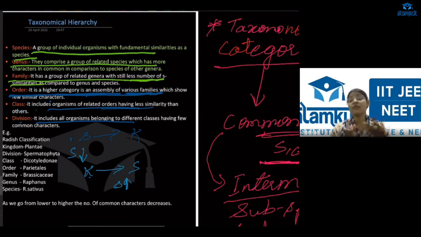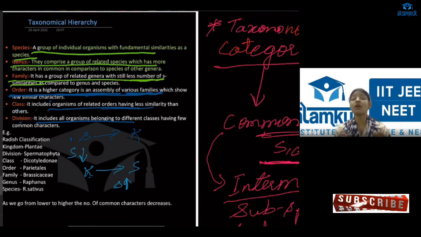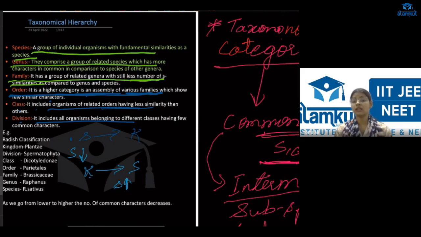Then family will be a group of related genus. Then order will be a group of related families. Class will be a group of related orders. Then division or the phylum, it will be a group of related classes. Again the kingdom is a group of related divisions or the phylum. Like there are 5 total kingdoms, so all the 5 kingdoms have some common things interrelated to each other. That is why they have been placed in different kinds of kingdoms.